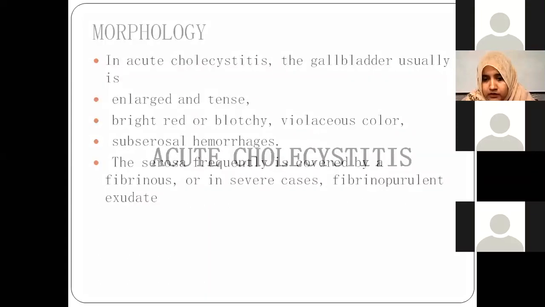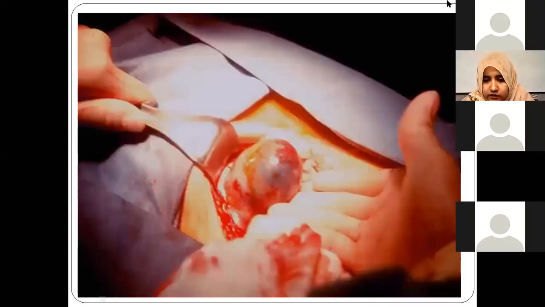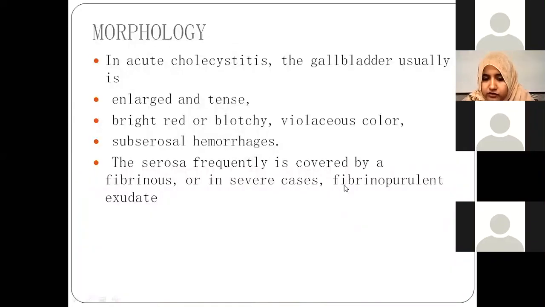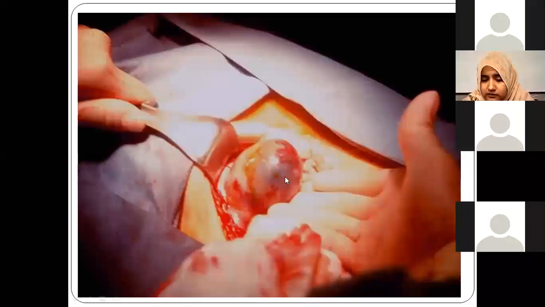If you see this color, can you appreciate it? It is large, tense. You can see the glistening over it. The glistening structure will show that it is tense. Some hyperemia you can see here. You can see a violaceous stage here. You can see some yellow pigmentation. There are subserosal hemorrhages. Okay. And the serosa is frequently covered by fibrinous or, in severe cases, fibrinopurulent exudate. So why does the fibrinous material come? Fibrinous material comes from the hemorrhage in the subserosal area.